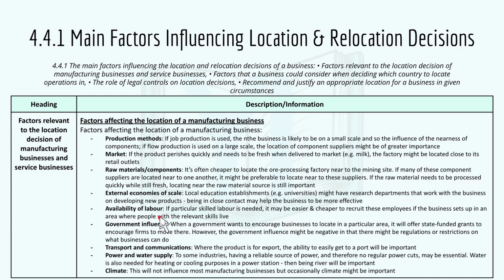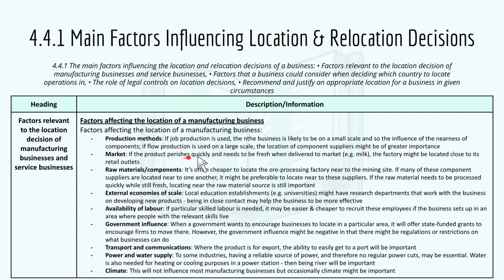And we'll start with factors affecting the location of a manufacturing business. And here are the factors that affect the location of a manufacturing business, which includes number 1, production methods. If job production is used, then the business is likely to be on a small scale, and so the influence of the nearness of the components. And if flow production is used on a large scale, then the location of component suppliers might be of greater importance. Number 2, the market.